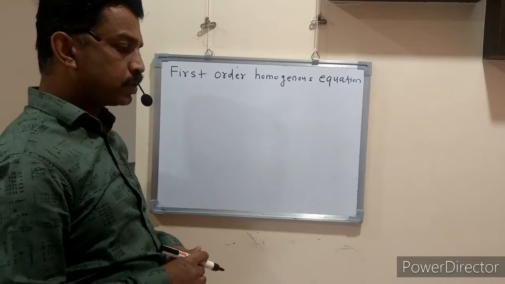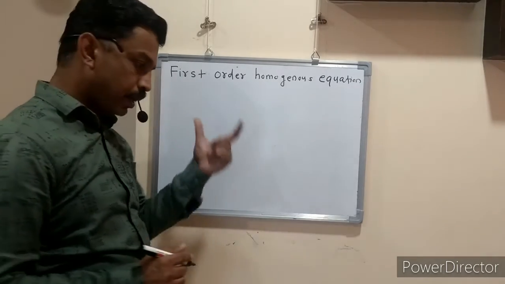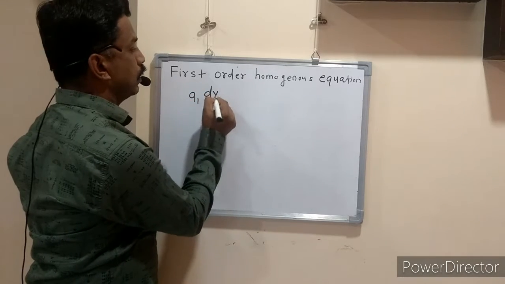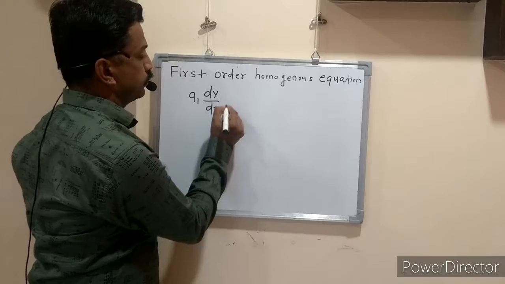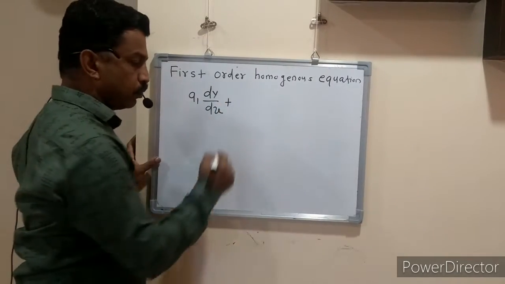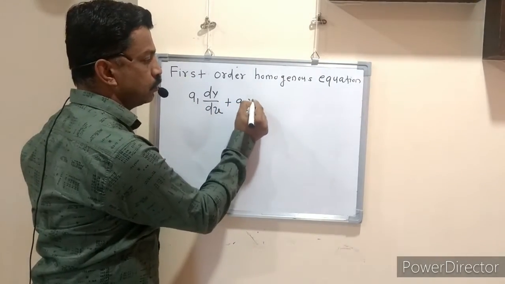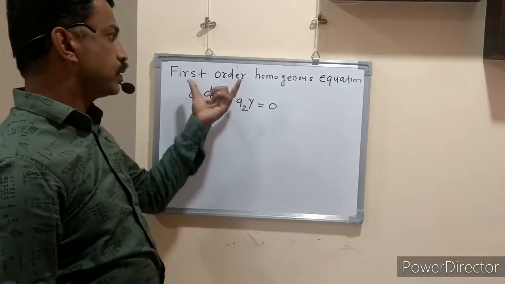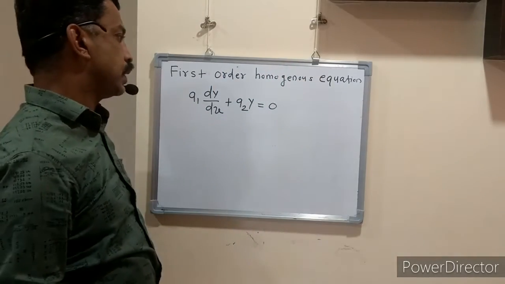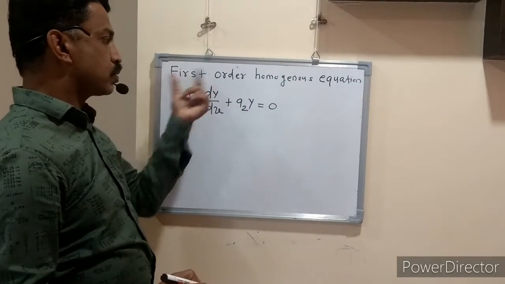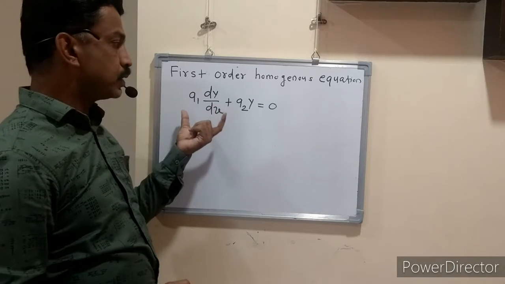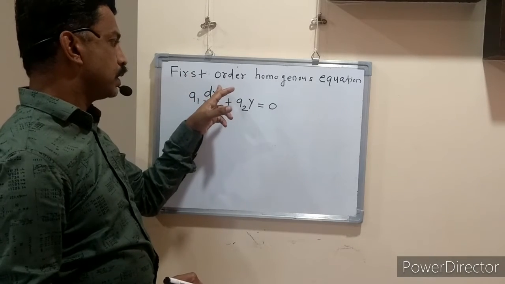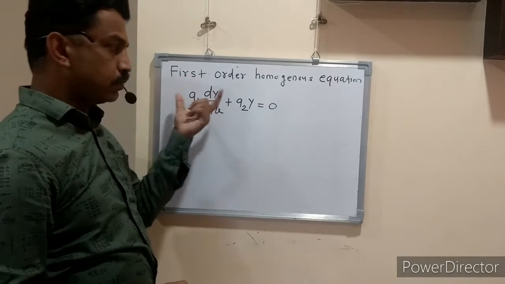Now the general first order homogeneous equation we can write like this. Suppose we say a1 dy by dx plus a2y equal to 0. So this is one of the simple types of first order homogeneous equation, or this is a general example where dy by dx is the first order. The differential part dy by dx is first order because the power is 1, so it is known as first order.